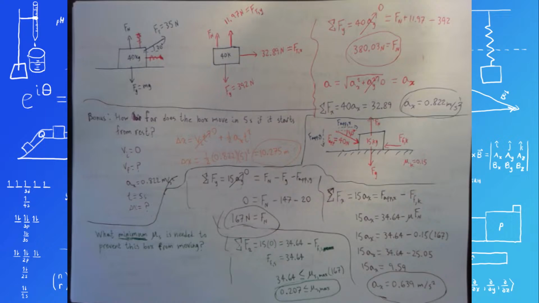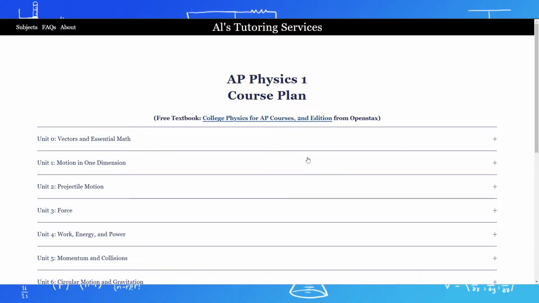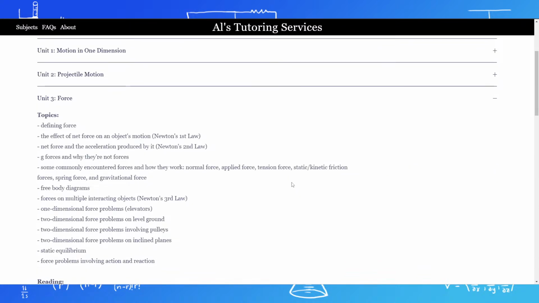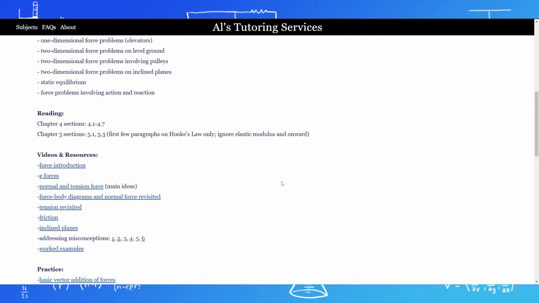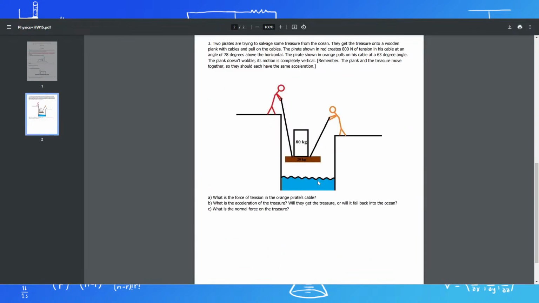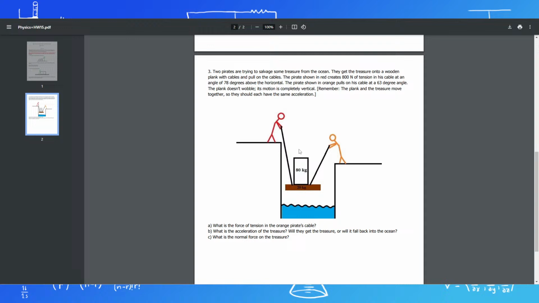So last time, oh, and I didn't even open the assignments. That's how unprepared I am today. Let's go ahead and switch over to our course plan and let's see what we have for today. Last time we did some of these 2D force problems. And I left this as homework. Okay, it's coming back to me.